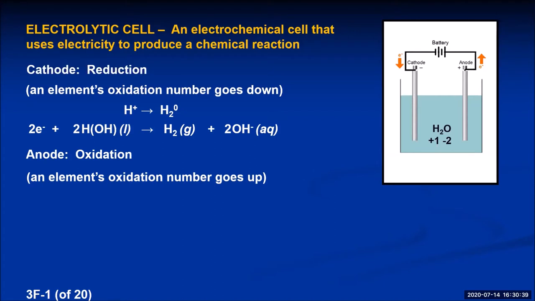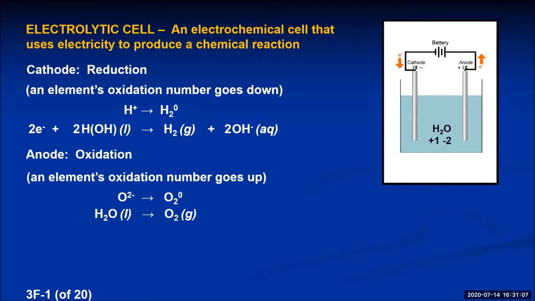Hydrogen, when it loses one electron, is positive one. It can't lose any more. So really, there's no choice except the oxygen. So therefore, the oxygen in water must be getting turned into oxygen gas at the anode. So the O, which has a negative two charge in the water, is turning into oxygen molecules, which have a charge of zero. The charge is going up. And the way oxygen really exists in this beaker is as H2O molecules. So the H2O is going to turn into O2.